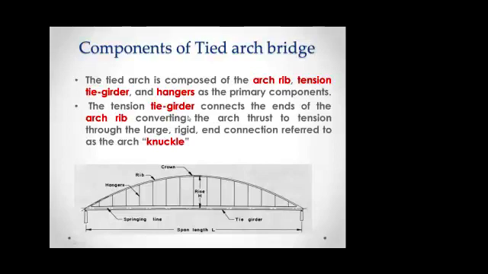The tension tie girder connects the ends of the arch ribs, converting the arch thrust to tension through the large rigid end connection referred to as the knuckle. So I told you that by tying the arch force, the thrust coming along the curved portion is brought back, and by tying it, it becomes tensile. That can be achieved through the large rigid end connection called the knuckle. Just remember this name, it will be useful in the further slides.